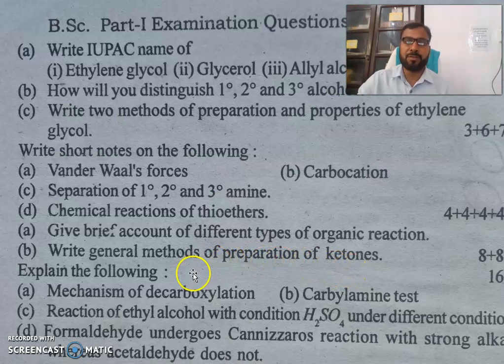of ketones. Now the last question is, explain the following: mechanism of decarboxylation. Decarboxylation is removal of carbon dioxide. Carbylamine test, this is also very important, I think. And reactions of ethyl alcohol with H2SO4 under different conditions. And formaldehyde undergoes Cannizzaro reaction with a strong alkali, whereas acetaldehyde does not. You have to discuss all these points.